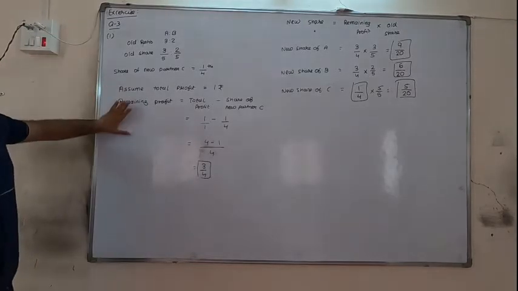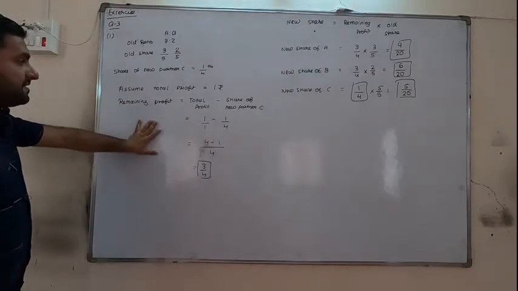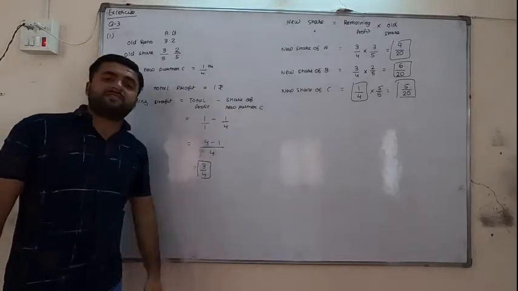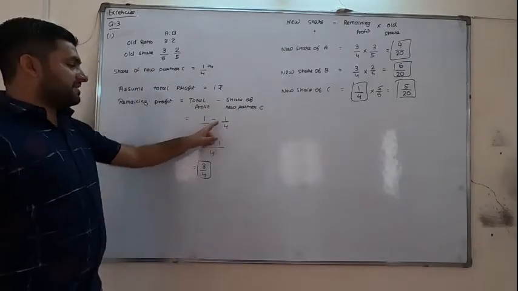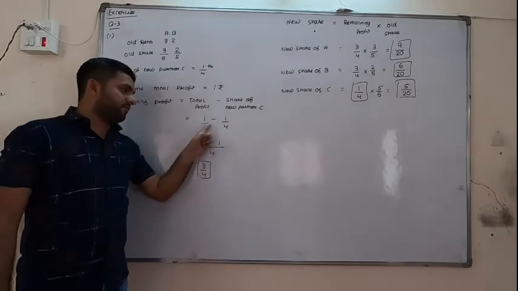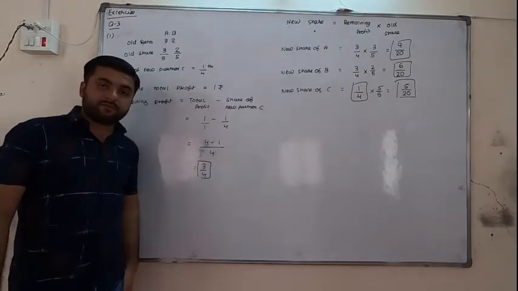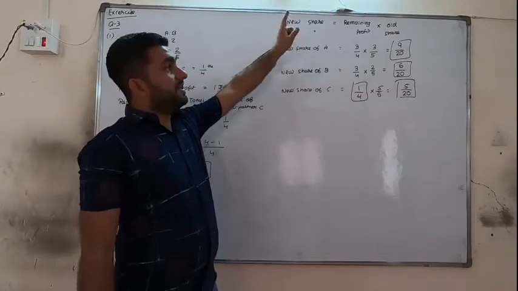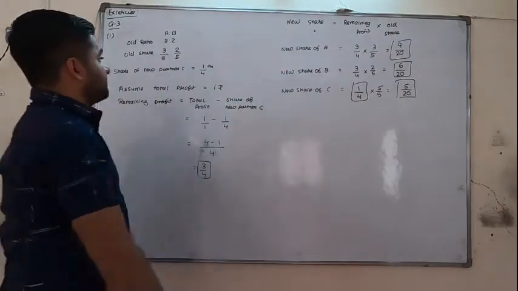Assume total profit 1. Then second step is remaining profit: total profit minus share of new partner C. 1 minus 1 by 4 is 3 by 4. How? 4 ones are 4, 1 ones are 1. So 3 by 4. Now for new share, remaining profit multiply their old share.